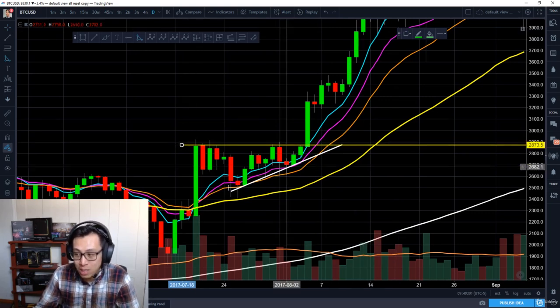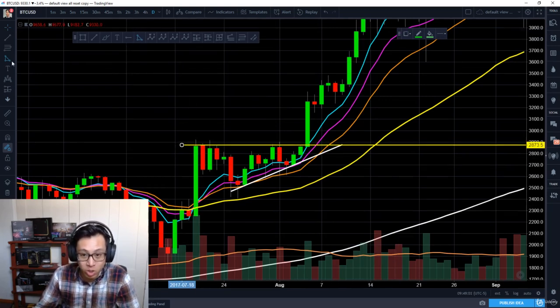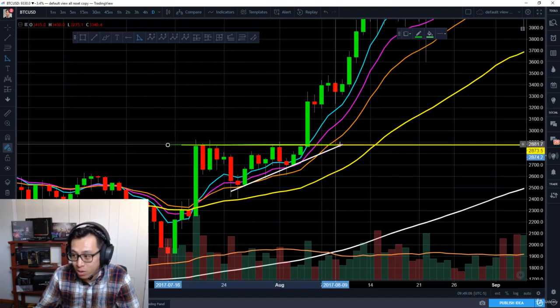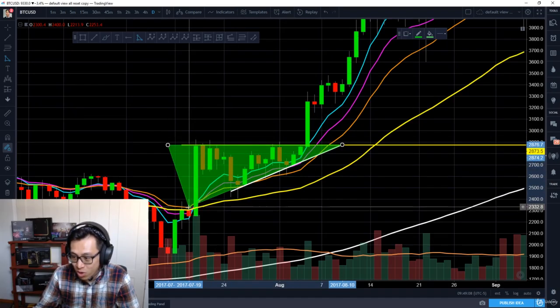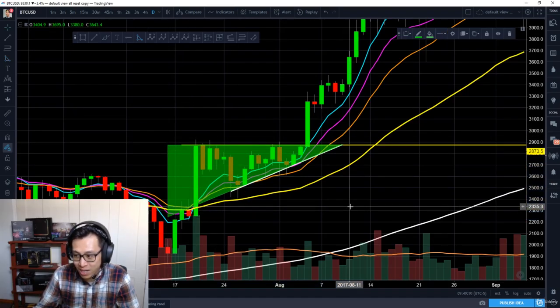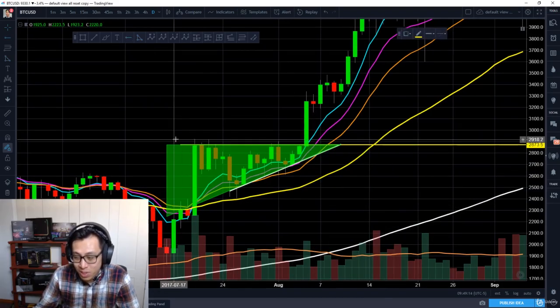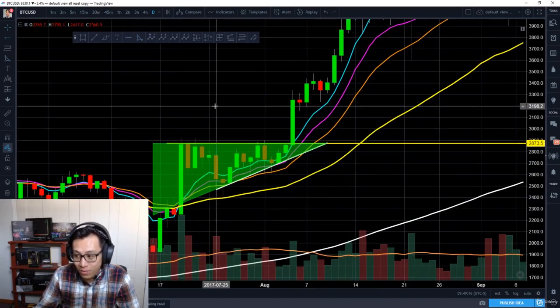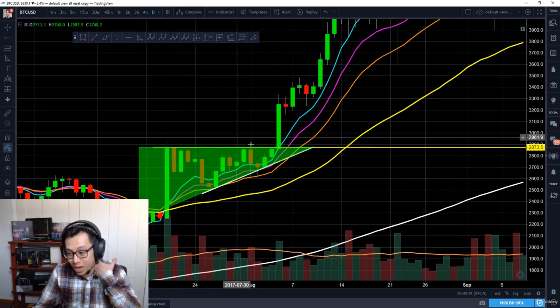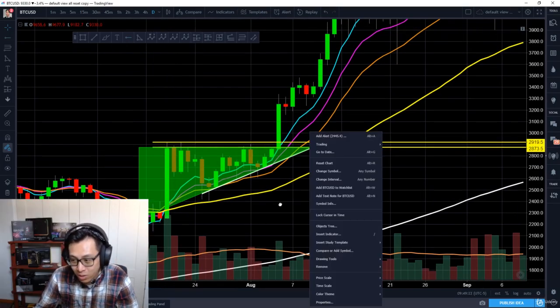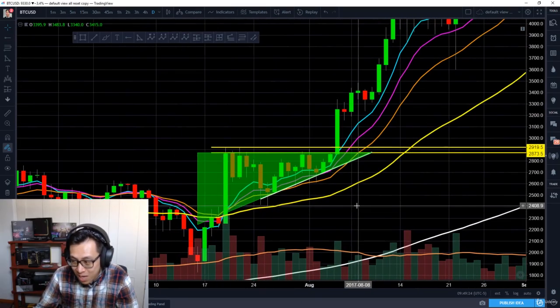Draw your lines in like that and make sure that your triangle tool is starred. Once it's starred, you can draw your line very easily and identify the shape. Then identify where the resistance is. As soon as it breaks, I would probably have chosen right there, the top of the wick, just to be safe.